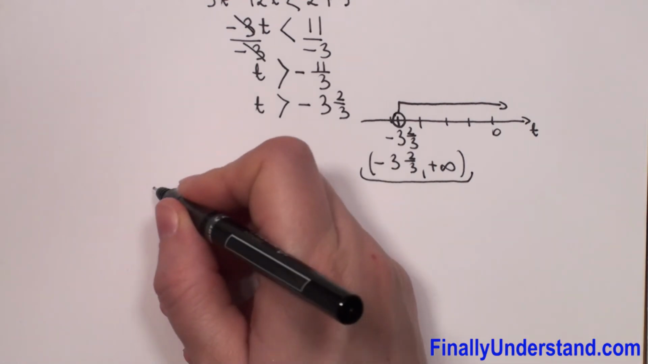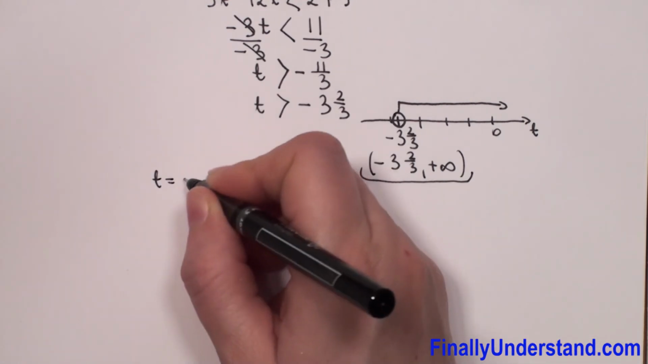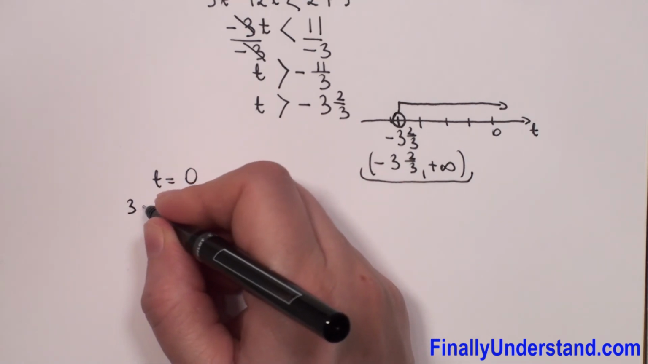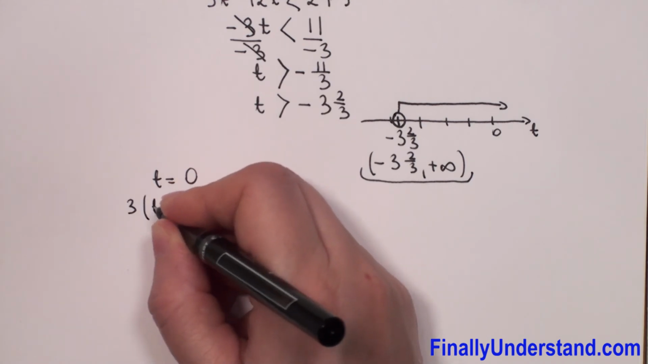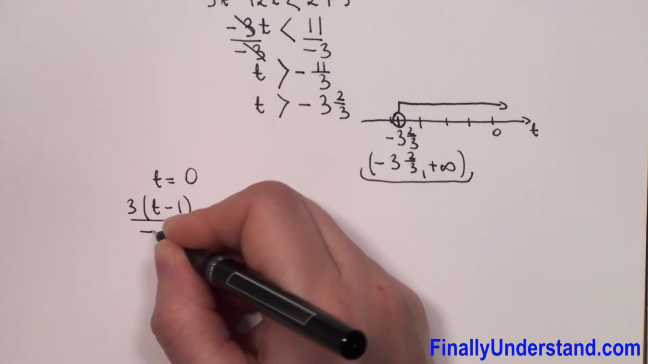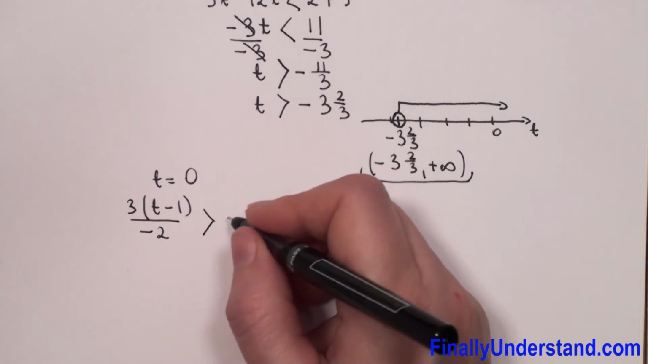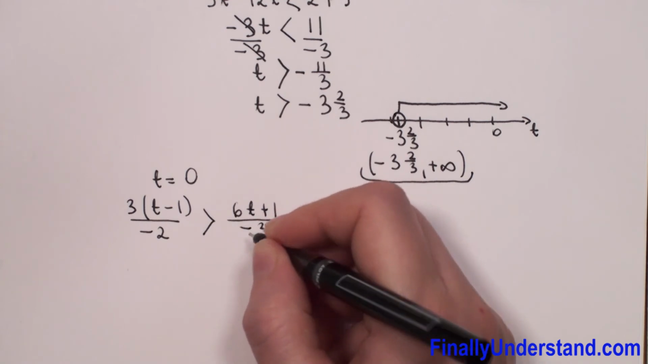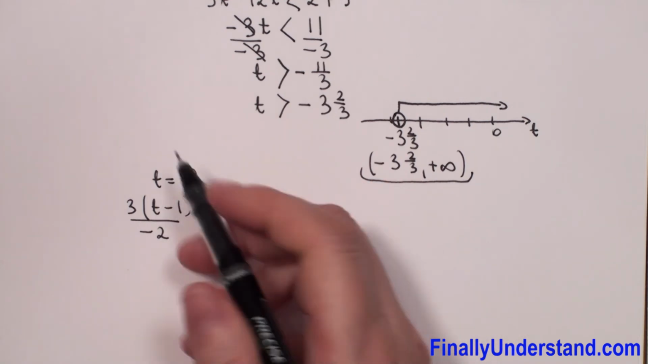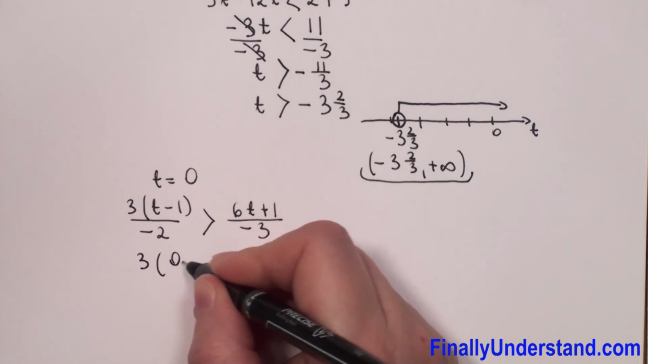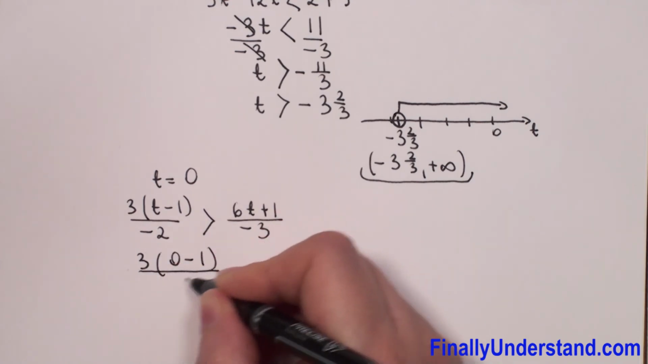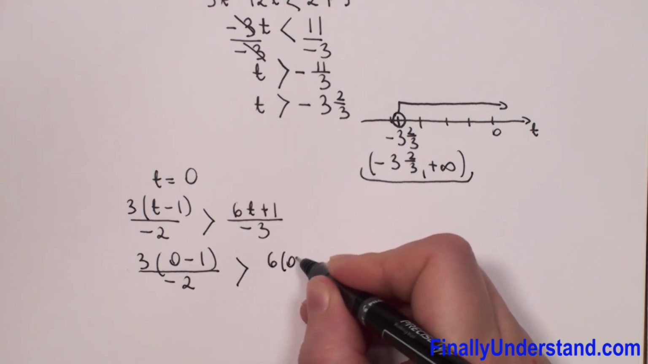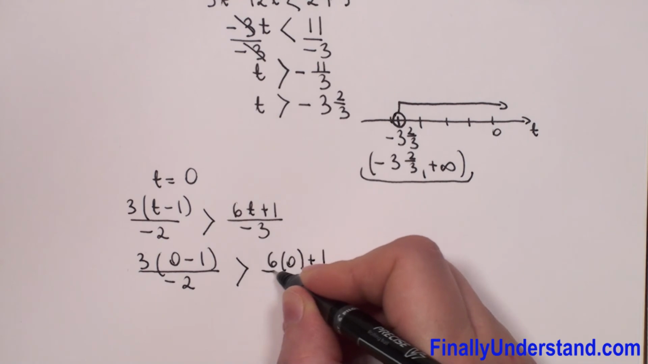Now I have to choose one number from this interval and replace t by this number. So for example, t will be equal to 0. So we have inequality 3. Let me copy this example first. 3 times (t minus 1) over negative 2 is greater than (6t plus 1) over negative 3. Now I will replace t by 0.